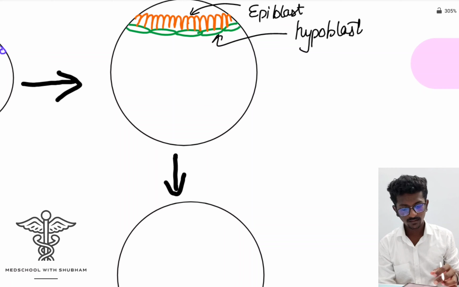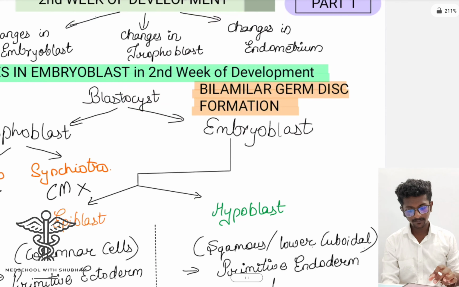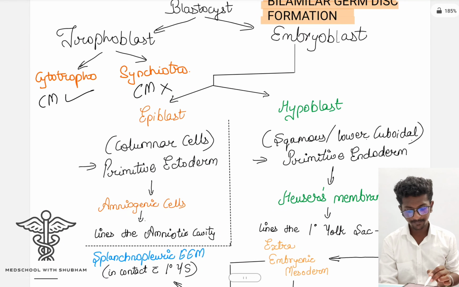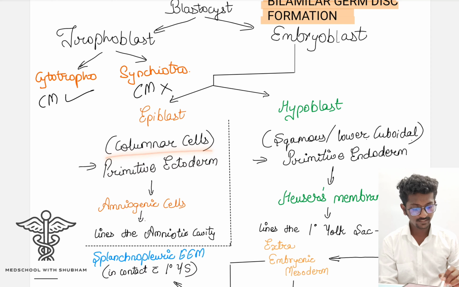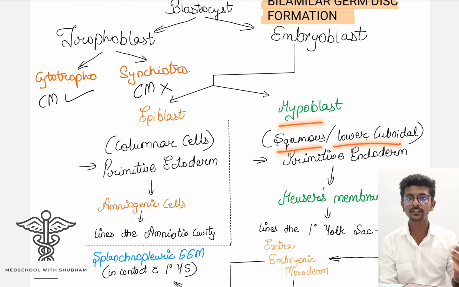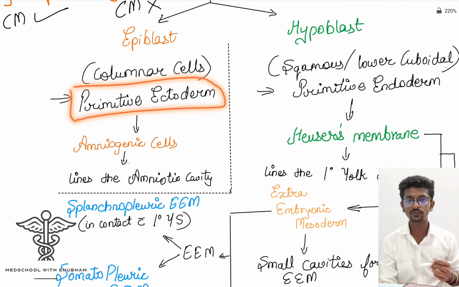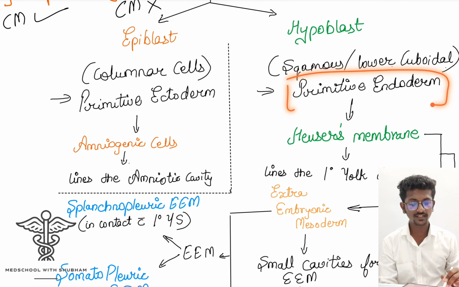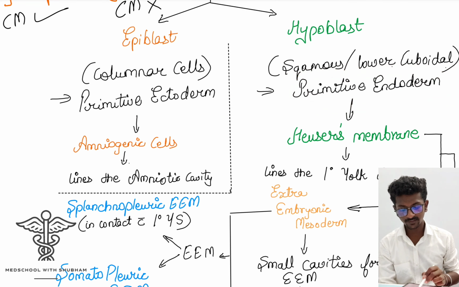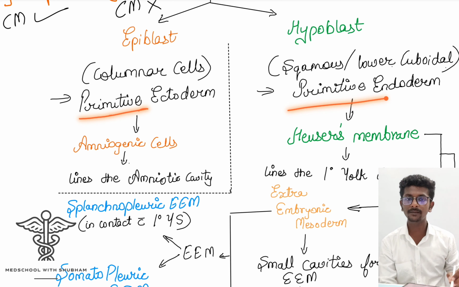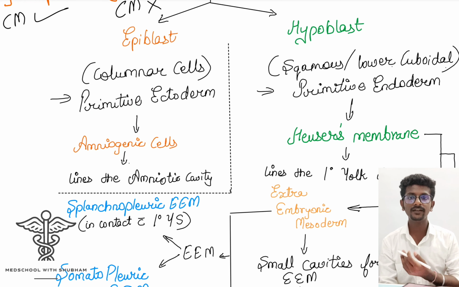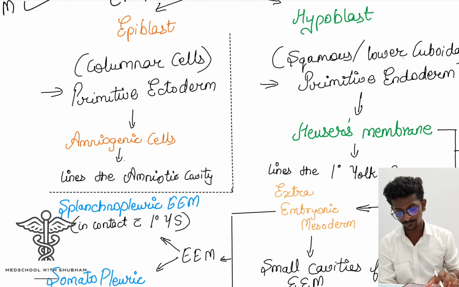Now what will happen next? The epiblast are columnar-like cells, and the hypoblast are squamous or low cuboidal-like cells. The epiblast is also called the primitive ectoderm, and the hypoblast is also called the primitive endoderm. Mark my words, these are the primitive ectoderm and primitive endoderm, and not the definitive ectoderm and definitive endoderm.